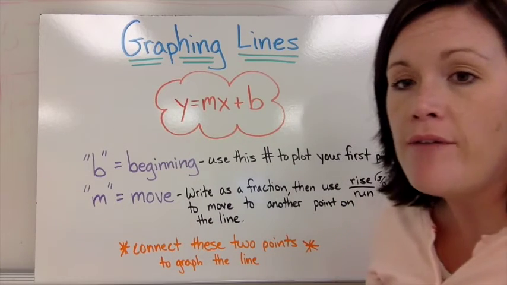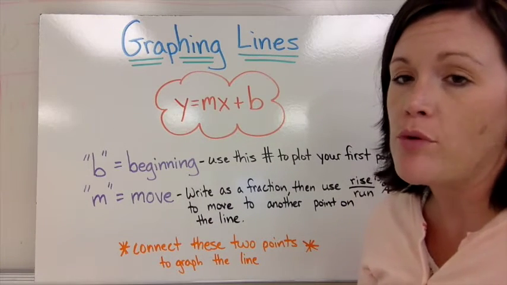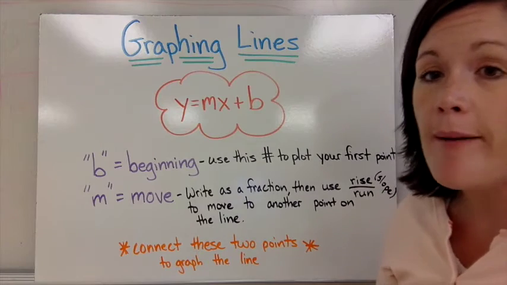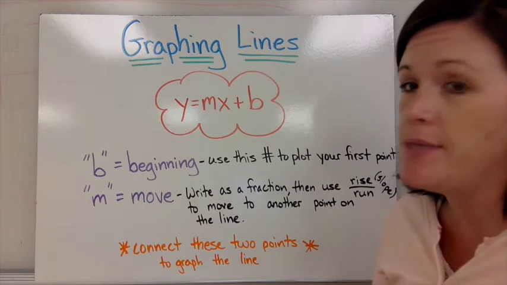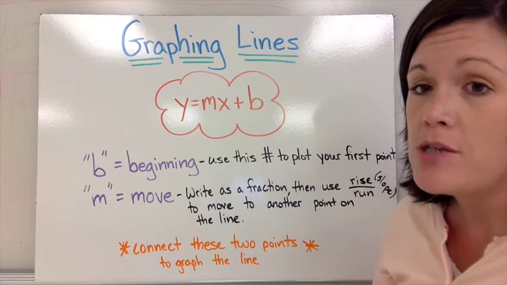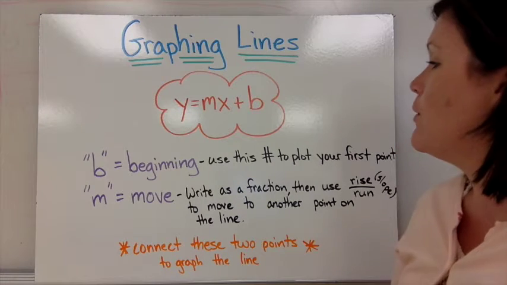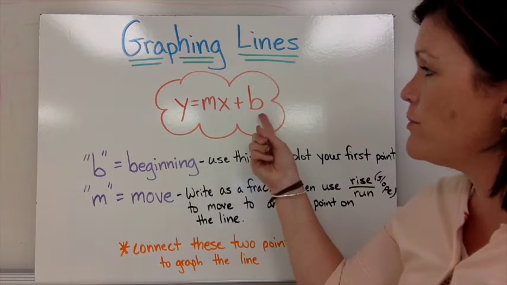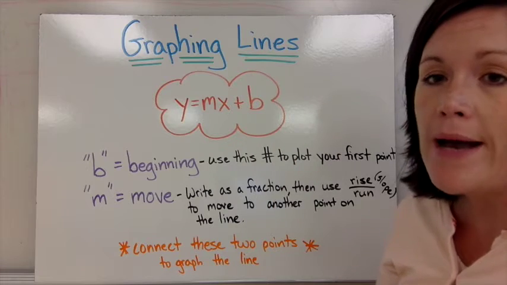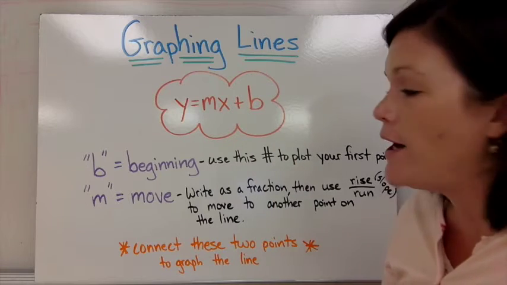Let's talk about graphing lines using slope-intercept form. Slope-intercept form is the ever-popular y = mx + b. You want to think of b as the beginning of your graph. So using the number that they give you for b, you would put that on the y-axis, and that'll be the beginning of your plot.